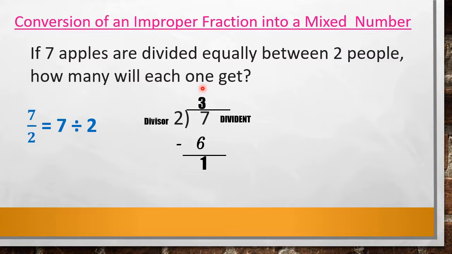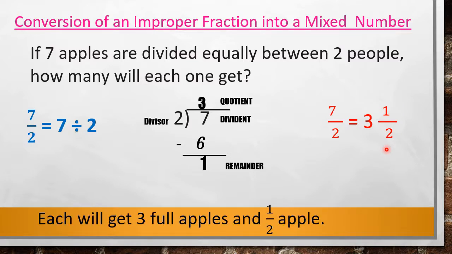We know that 2 threes are 6. So 7 minus 6, 3 is our quotient, and 7 minus 6, remainder will be 1. So into mixed number we will write like this. 7 by 2 is equal to 3 and 1 by 2. So each one will get 3 full apples and 1 by 2 apple means half apple. So each one will get 3 full apples and half apple.